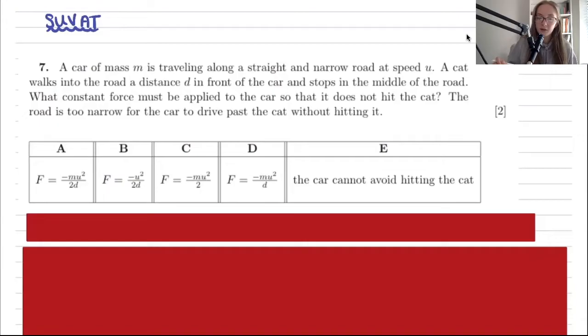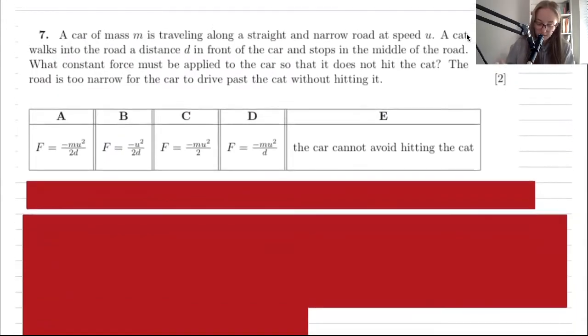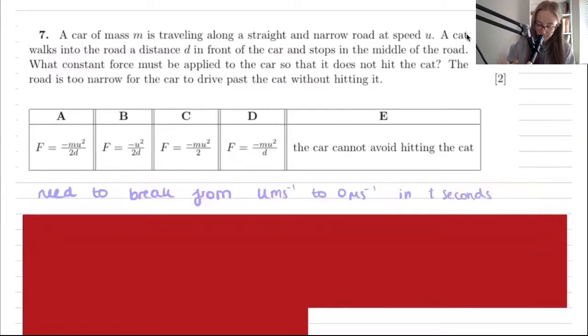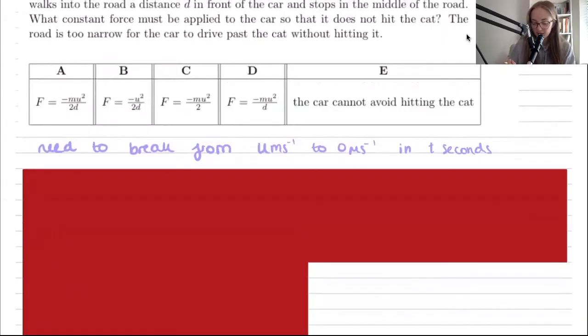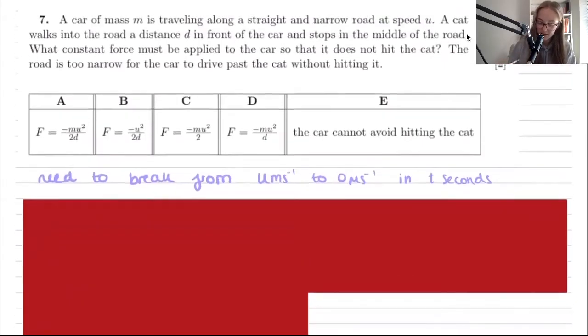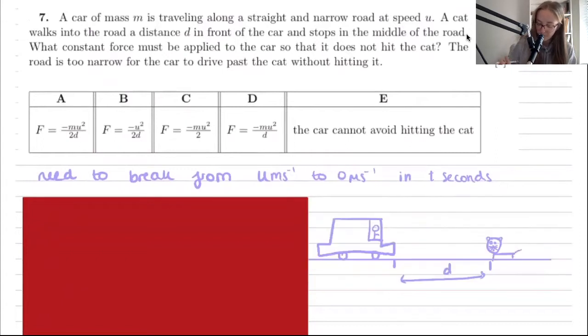So if we apply these ideas and concepts to questions, then an immediate place to start would be SUVAT equations. This question here is talking about a car that's driving along, and then a cat jumps out in front of the car, and we need to know how much force we need to apply to stop the car in time. So essentially what that's telling us is that we need to brake from u meters per second to 0 meters per second in t seconds. But we don't know t yet.